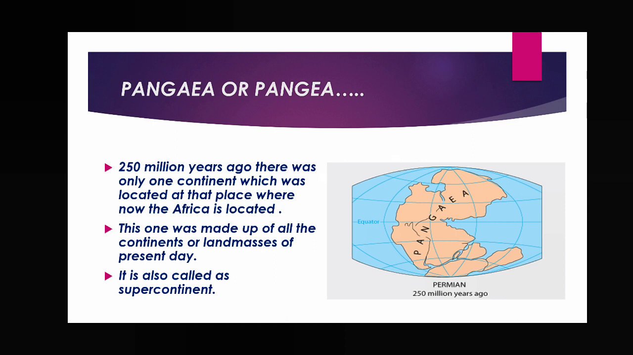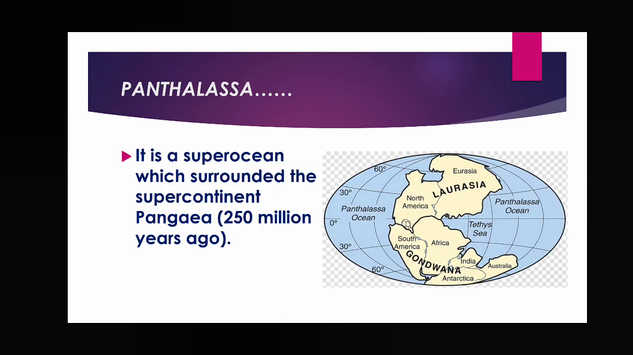That's why it is called a supercontinent, and it was 250 million years ago. Next, that is Panthalassa. I already told that around this Pangaea there was only one ocean, that is also 250 million years ago, and that is called a super ocean and also Panthalassa.